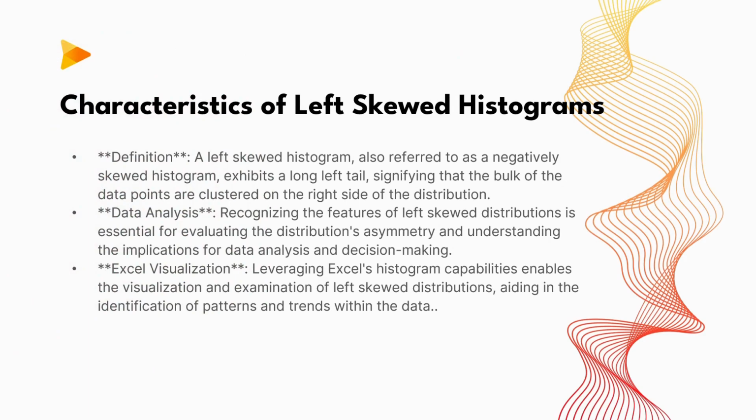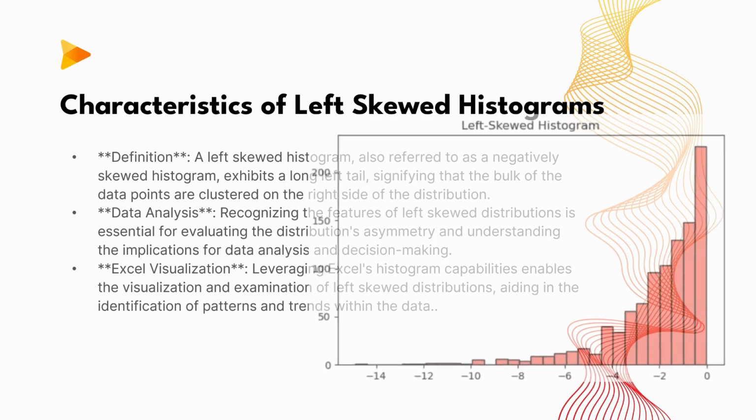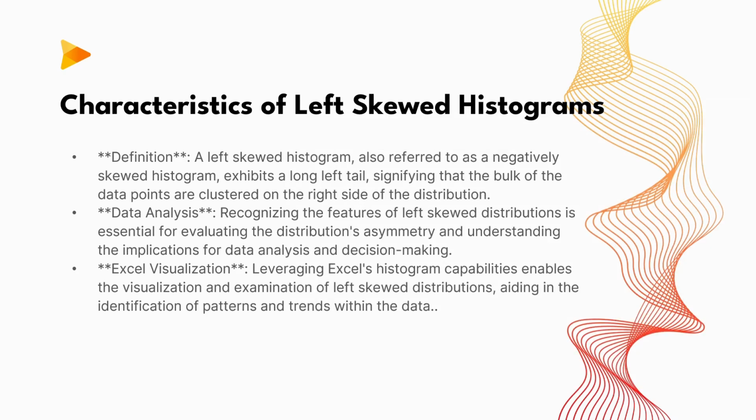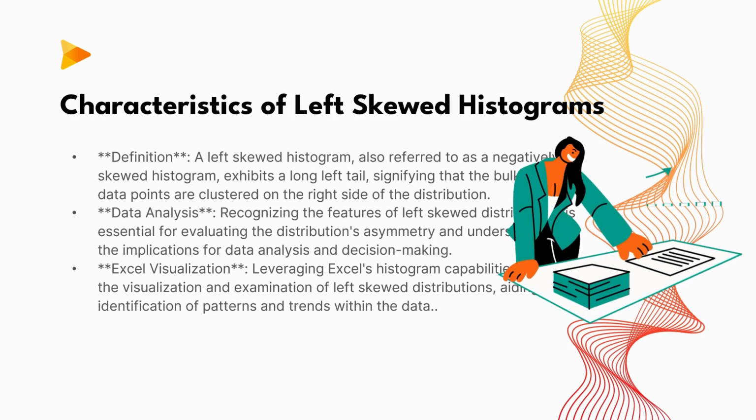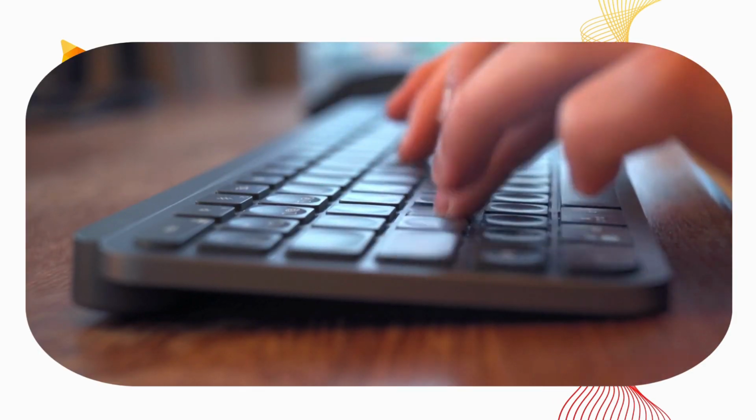By definition, a left-skewed histogram, often referred to as a negatively skewed histogram, exhibits a long left tail, signifying that the bulk of the data points are clustered on the right side of the distribution. This helps in data analysis by recognizing the features of a left-skewed distribution for evaluating the distribution's asymmetry and understanding the implication for data analysis and decision making. Leveraging Excel's histogram capability enables the visualization and examination of left-skewed distributions, aiding in identification of patterns and trends within the data. So let's understand it by example.